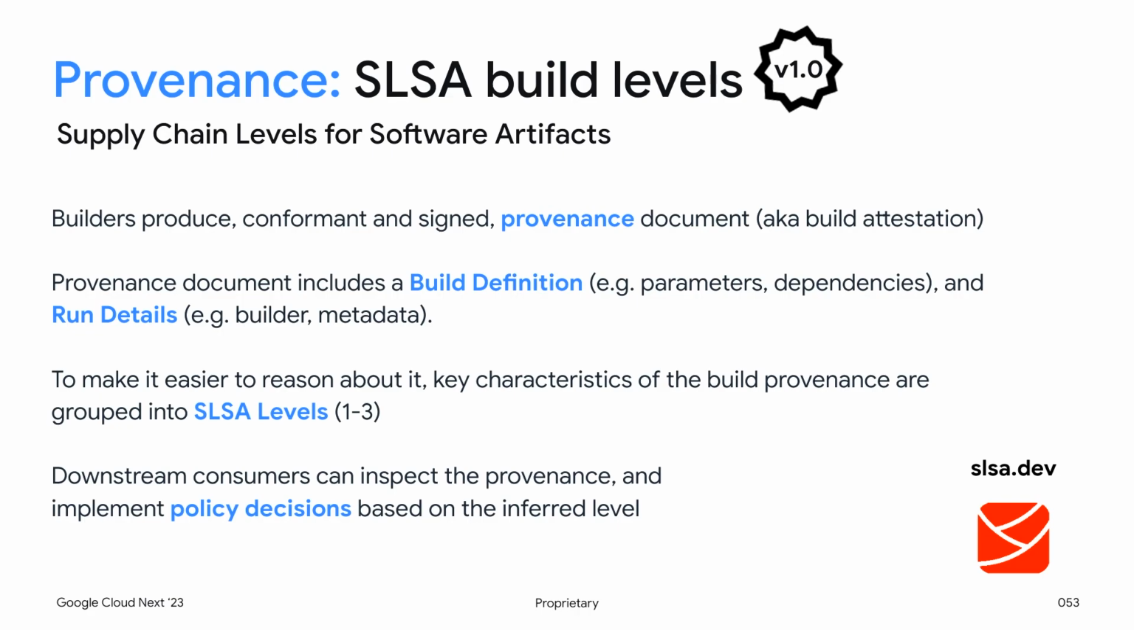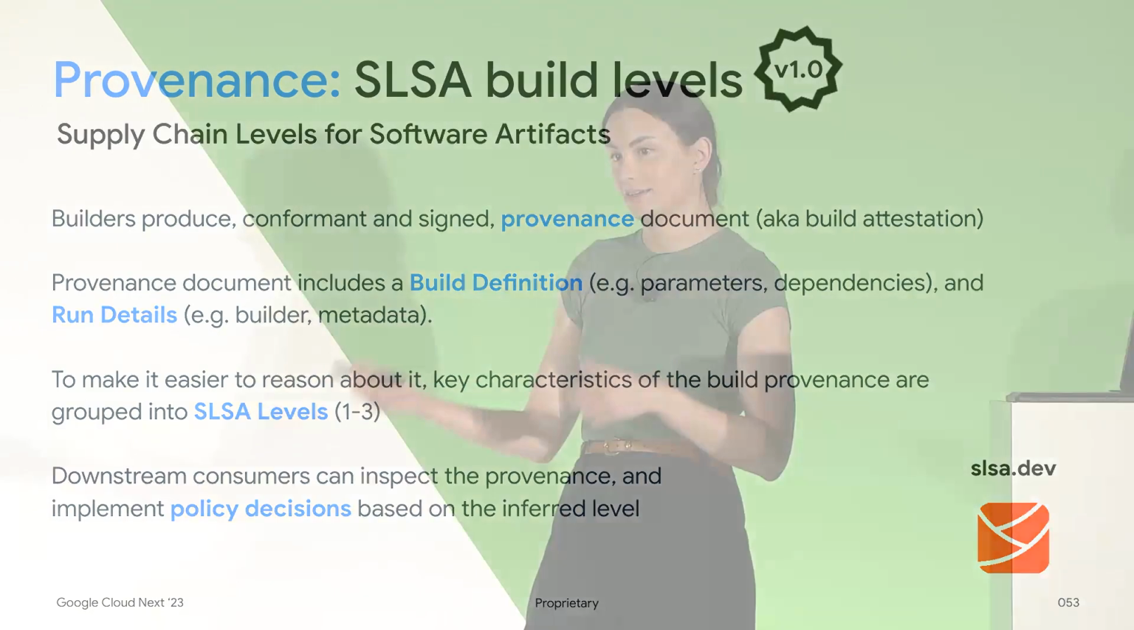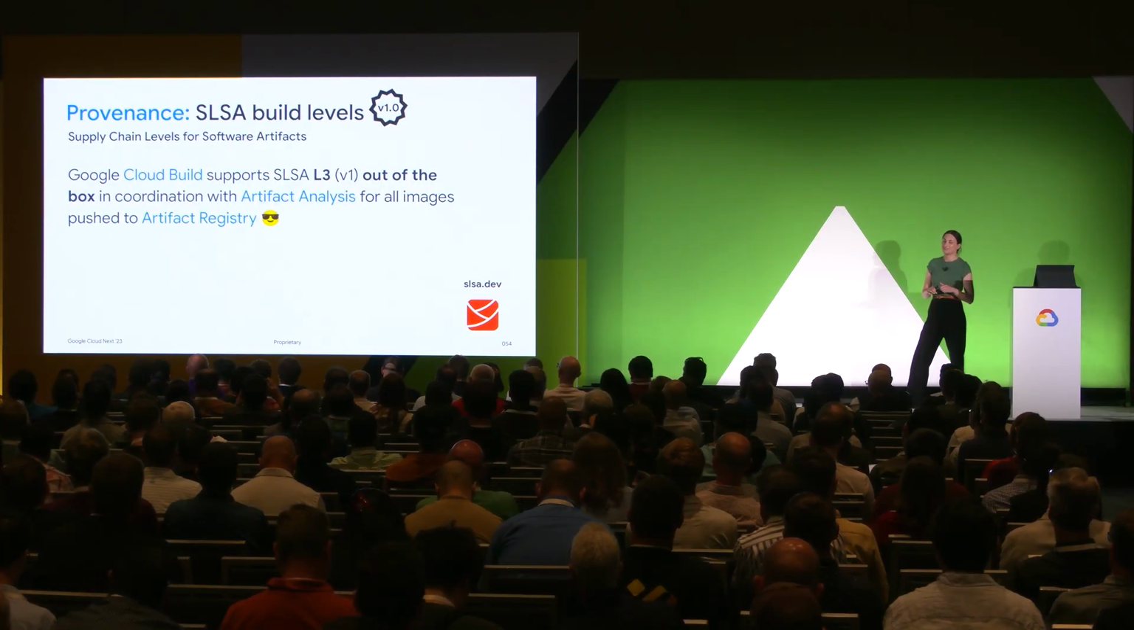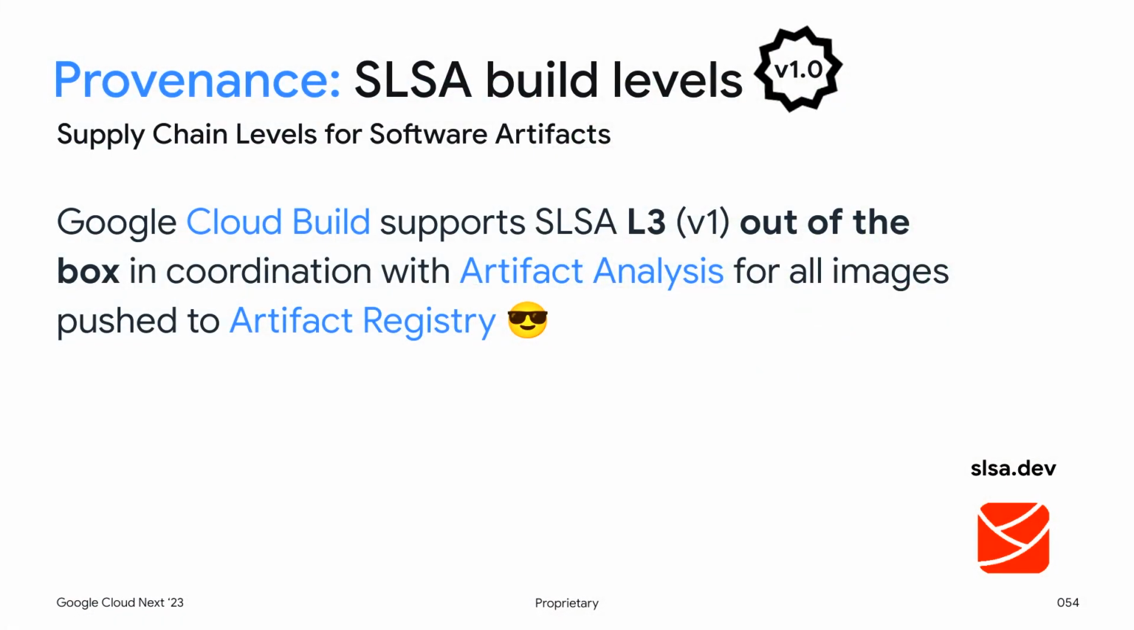So why does this matter, right? This isn't just a compliance thing that we have to think about. We want to use this data downstream to actually do things, right? If the builders are creating provenance docs, then we can make decisions downstream on whether something should run. Binary authorization, if you've heard of that, we can use this data to make decisions at that point. And of course, I should mention, we do support the highest level of SALSA as a V1 in our products as well, so check those out.